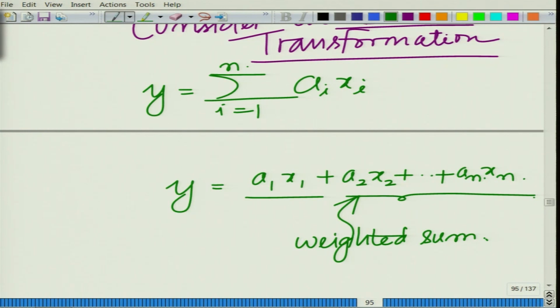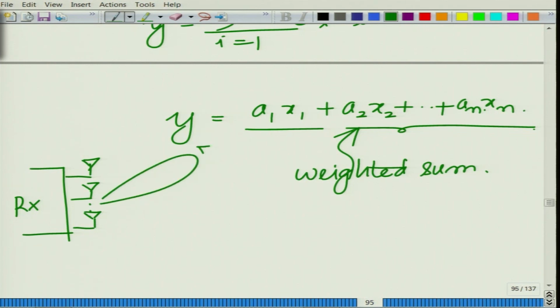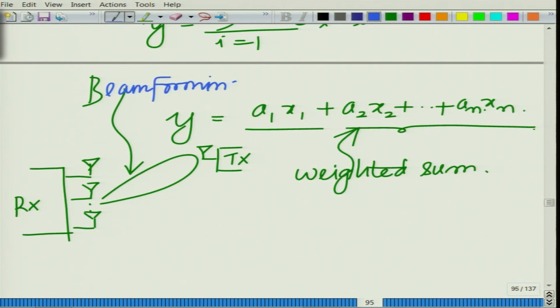Okay, and this arises in several contexts. For instance, one of the very interesting contexts in which this arises is what we call beam forming in a wireless system. Probably we looked at this: you have the receiver of a wireless system, and it forms a beam in the direction of the transmitter. This is what is termed beam forming in wireless communication. This is an interesting and very important problem, right.